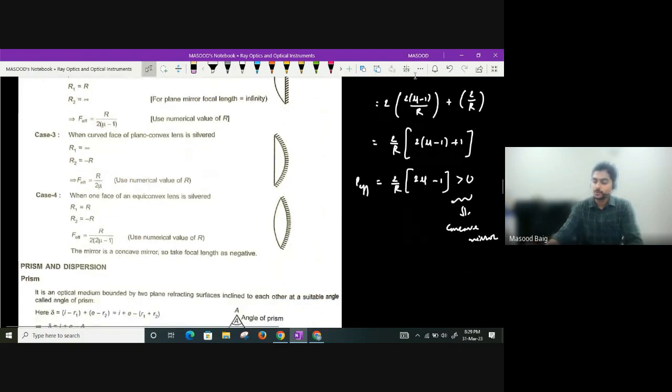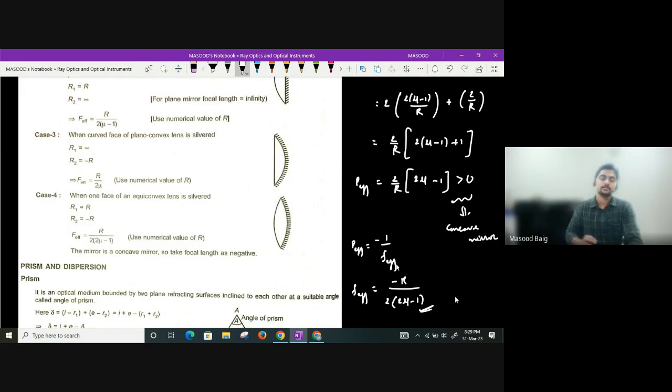They will ask you what is the effective or equivalent focal length. So we got the power value now. Because it is behaving as a mirror, can I write it as minus 1 by f effective? So what will I get the focal length as, beta? I'll get it as minus r divided by 2 into 2 mu minus 1. This will be the focal length. This is how we solve questions related to silvering of lens, guys. I hope you understood. Yes or no, everyone?